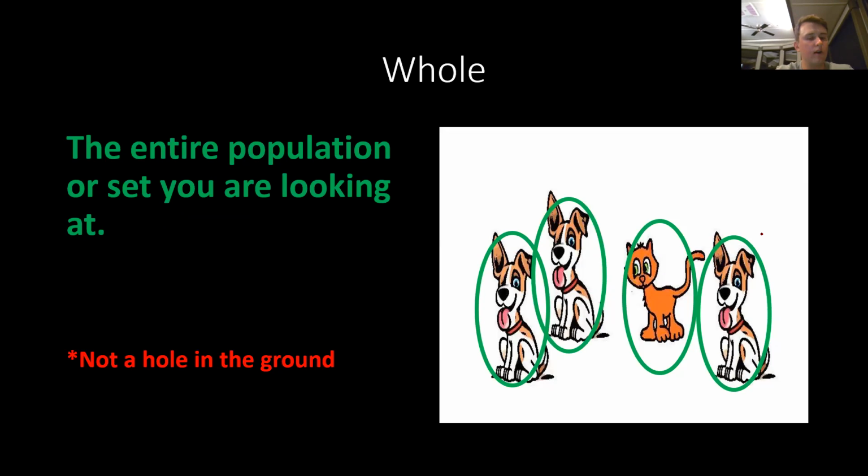Whole, not a hole in the ground, which is spelled H-O-L-E, but a whole in math, which is spelled W-H-O-L-E, is the entire population or set you're looking at. So in the same image, this time we're looking at all the animals because we're talking about the total population. So all the animals would be considered the total population. That is why they're all circled. Please take this key vocabulary term down in your notes and pause the video to do so.